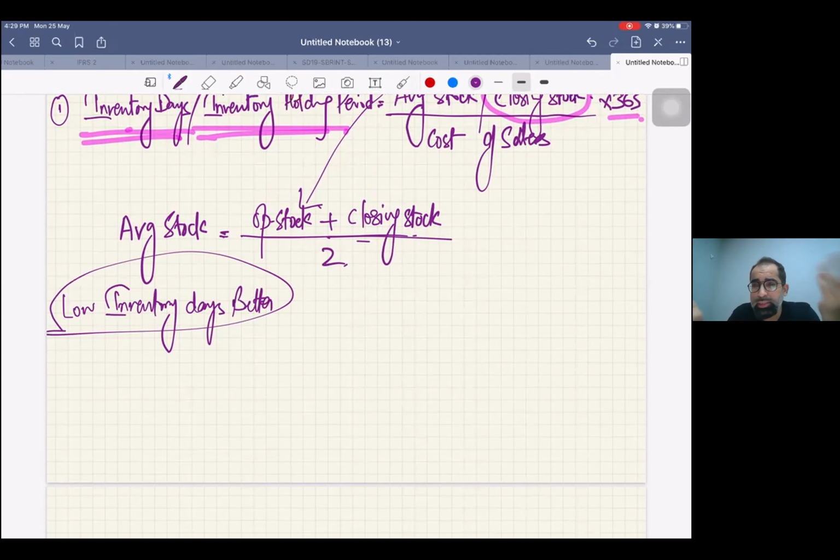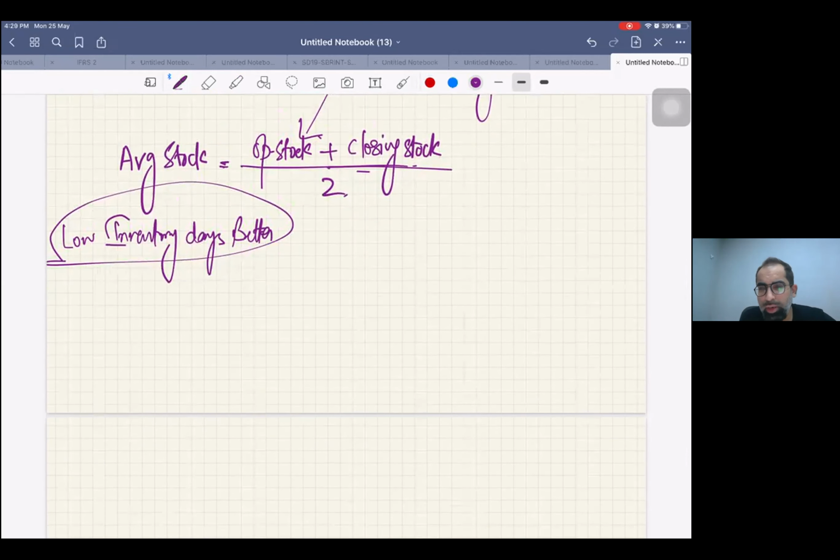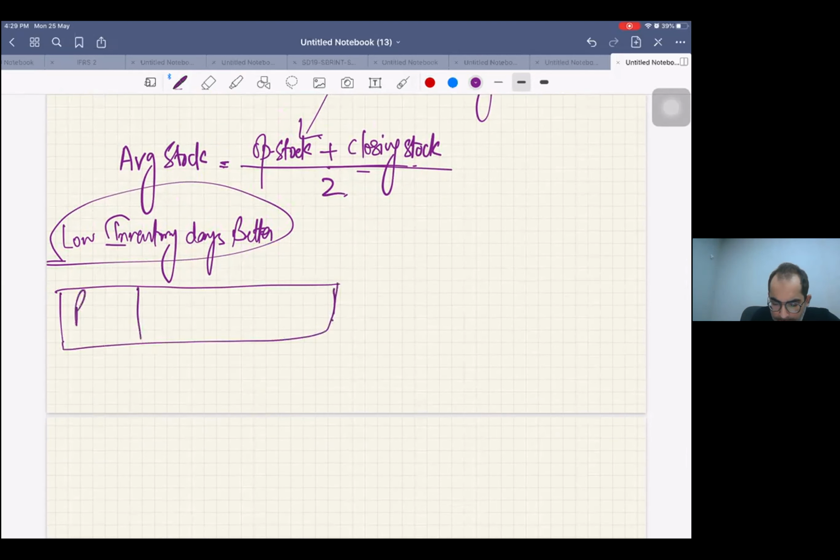Now the question is, how can we reduce inventory days? Simple. For a manufacturing organization, inventory normally stays in three forms. Number one is raw material. Number two is work in progress, that is WIP. And number three is finished goods. Okay. If you reduce these three periods, automatically the overall time period will be reduced.